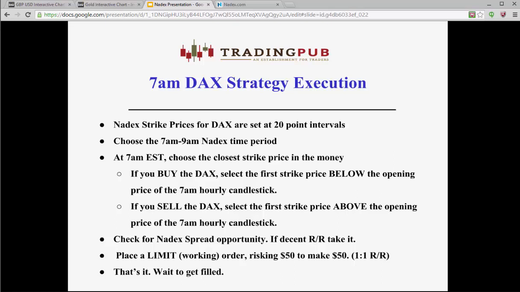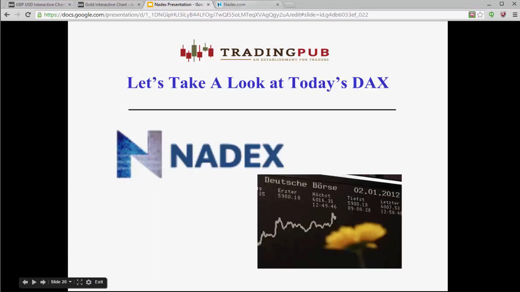So that's basically it. You look for the direction of the market, you find the opening of the 7 o'clock Eastern hourly bar for the DAX. Your expiration is 9 o'clock in the morning, so you're only trading within a two-hour window, and you buy or sell based upon the direction of the market and the opening price of the 7 a.m. bar. Sounds pretty simple? Okay, good. Now we're going to play it out.